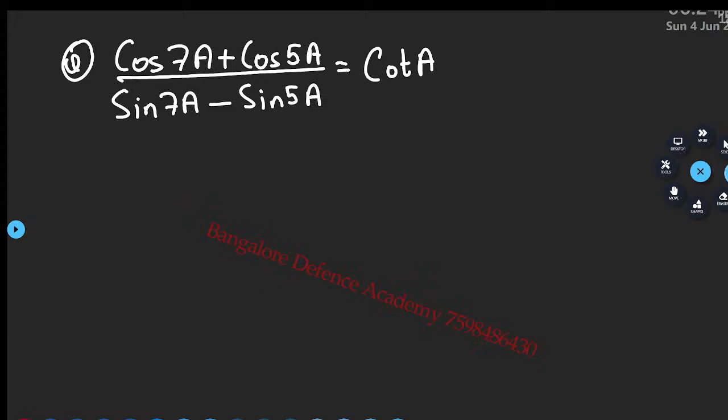Completed? What answer did you get? 2 cos 6a. Correct? 2 cos 6a into cos a by 2 sin a into cos a. Did everyone get it? Yes, Kamalika, what happened? You got it or not? Which formula are you using? Here, Pujita, Anirudh, Artav, both of you here. Okay, next question.